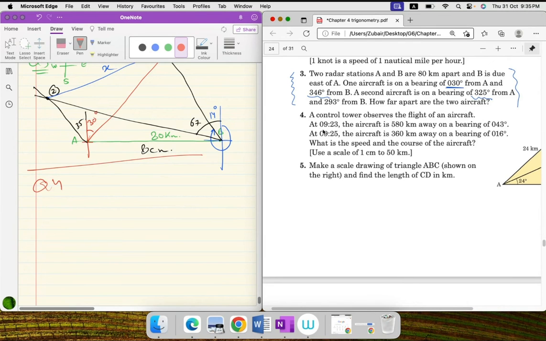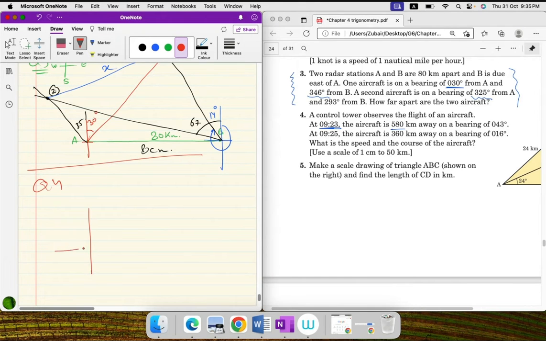Of an aircraft at 9:23. The aircraft is 580 kilometers away on a bearing of 43. So we just draw our compass, bearing of 43. This is 43 and this is 580 kilometers. This is just the rough sketch. We will talk about scale drawing.